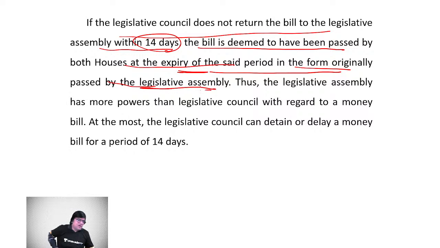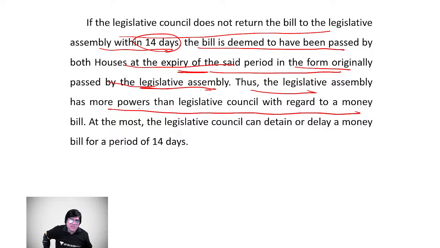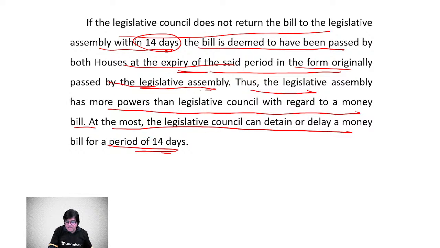So again, here we find that the assembly has overriding powers even in this case. The legislative assembly has more powers than the legislative council with regard to a money bill. At the most, the legislative council can detain or delay the money bill by a period of 14 days.